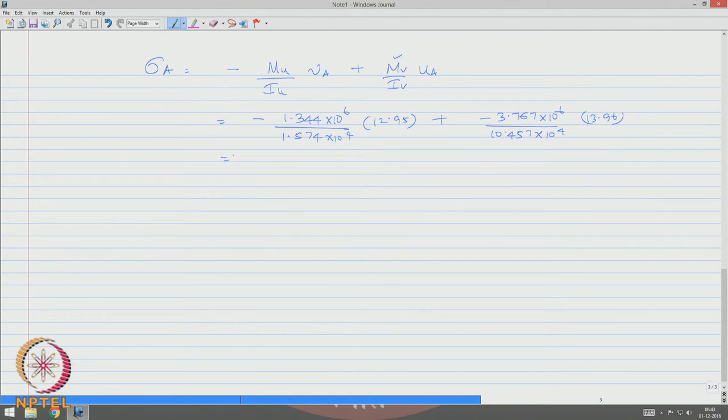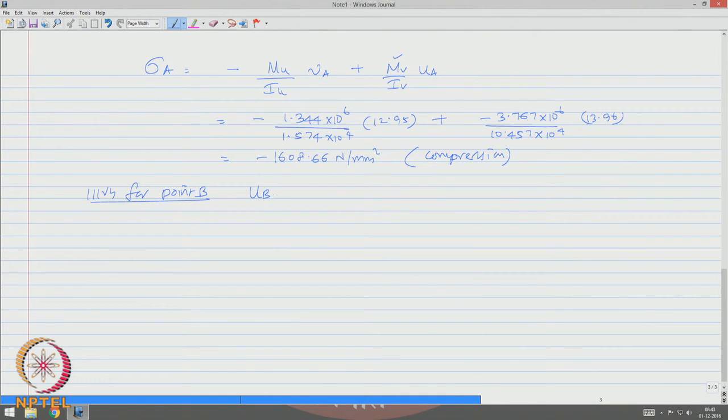So, I get the stress as minus 0.8 Newton per mm square. Negative indicates it is compression, which is also inferred by us earlier. Let us try to find similarly for point B.